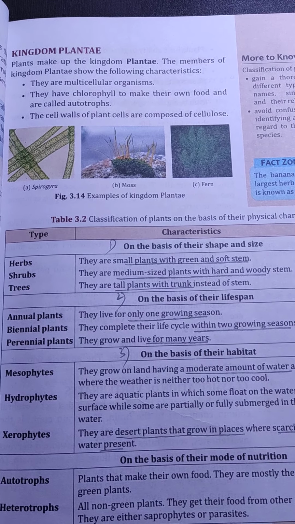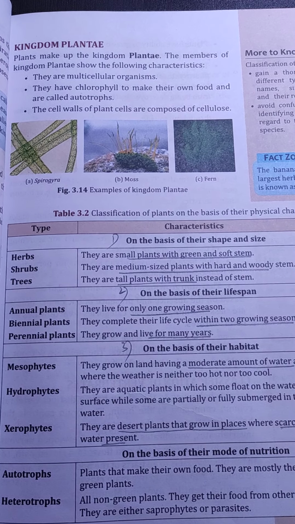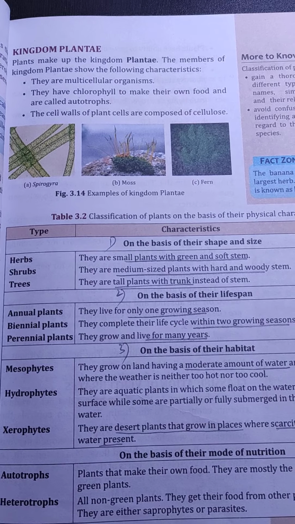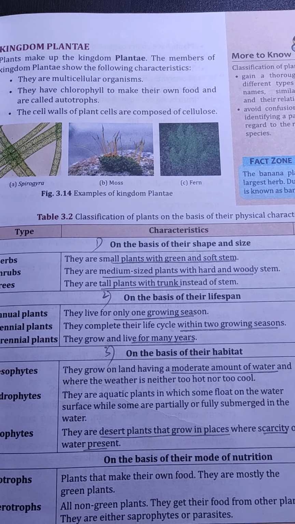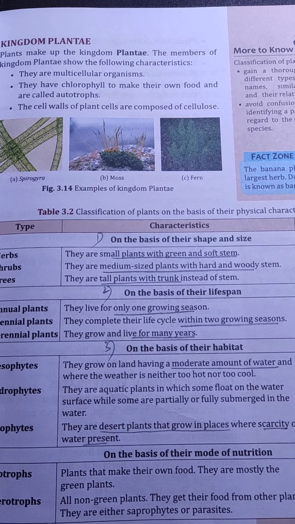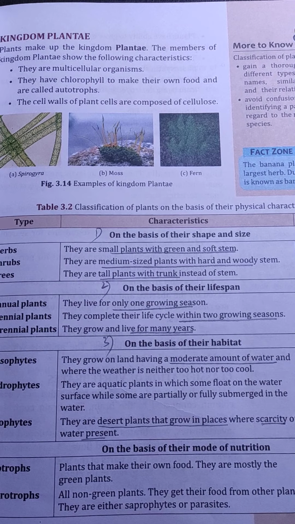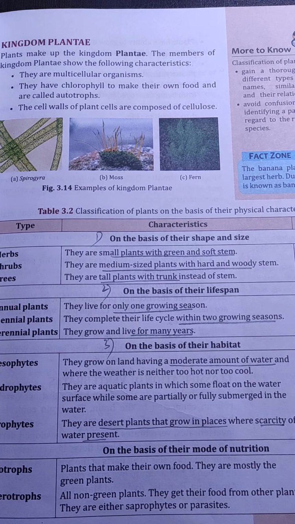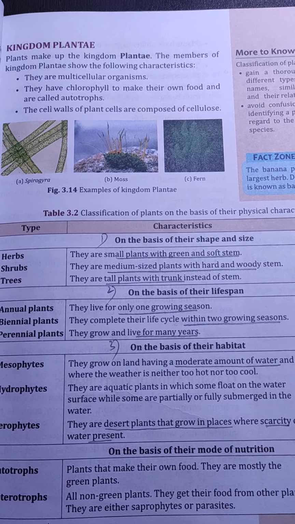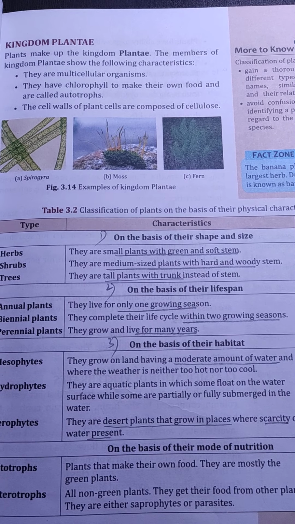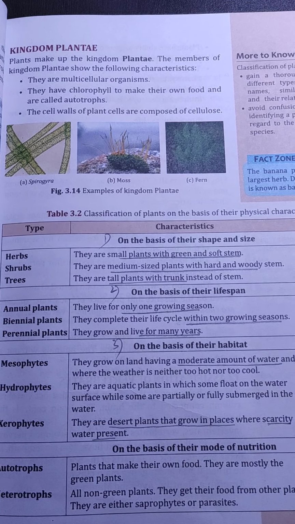Okay, next characteristic is on the basis of their habitat. Again, on the basis of habitat, plants are categorized into three types. First is mesophytes, hydrophytes and xerophytes. The variety in plants also exists in terms of their habitats. Some are found on land, some in water, even some in deserts. So they have developed adaptations to survive in their respective habitats.